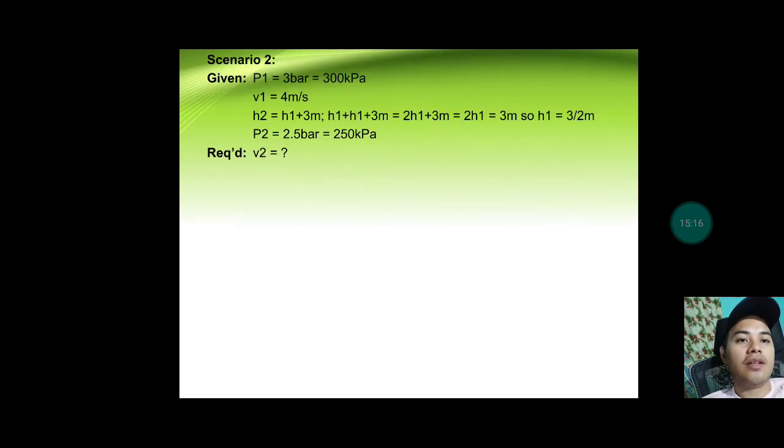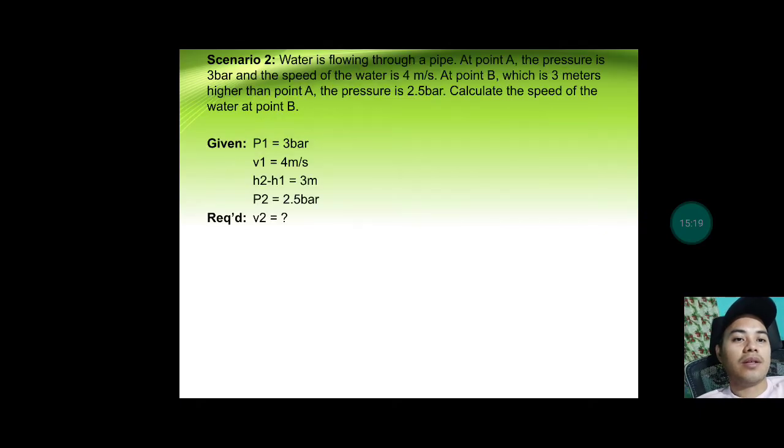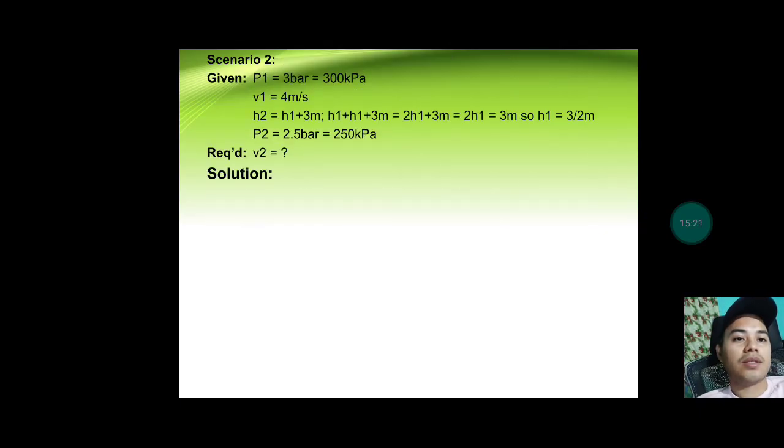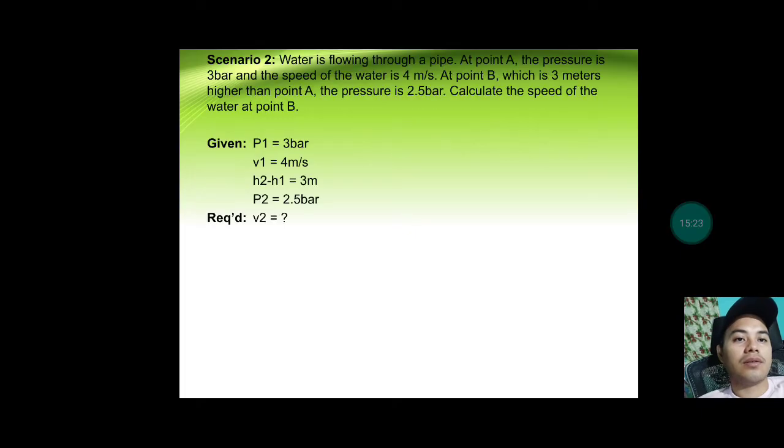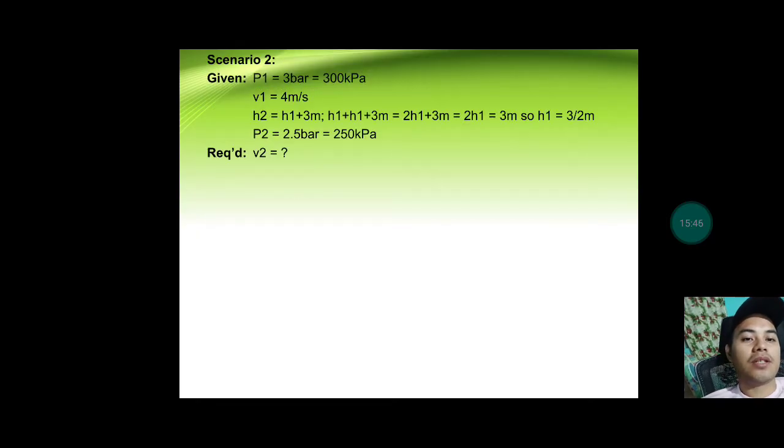And then scenario 2 will be like this. So what if pressure 1 is equal to 3 bars, V1 is 4 meters per second, H2 minus H1 is 3 meters, and P2 is 2.5 bars. So solve for V2. Same required, V2 pa rin. Okay, so solution, same solution.